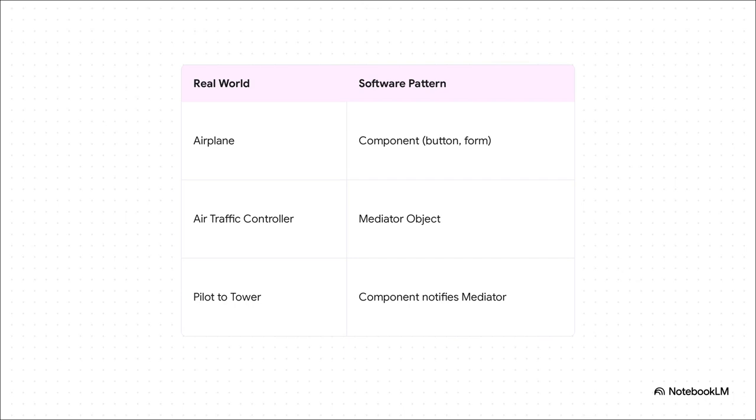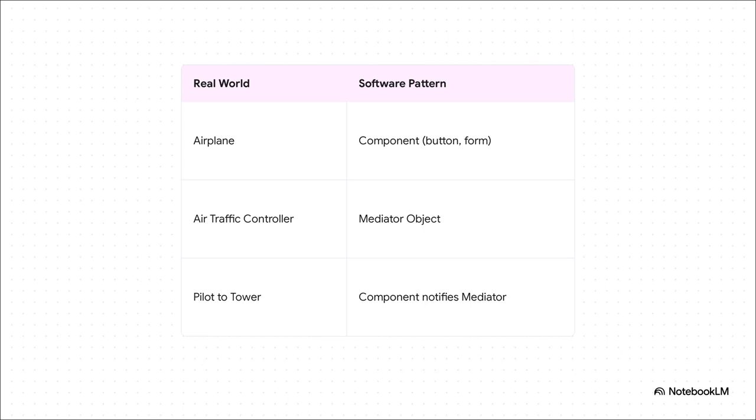And the mapping from our analogy is just super straightforward. The airplanes, those are our software components. Things like buttons, forms, text fields. The air traffic controller, that's our mediator object. And a pilot calling into the tower is just a component sending a little notification to the mediator.